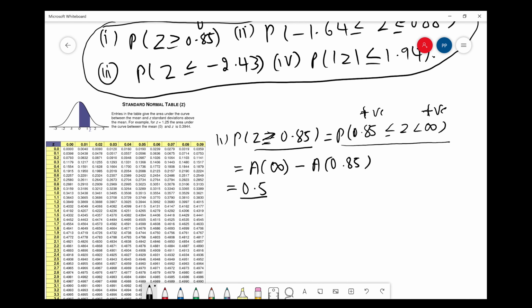The area below the curve from 0 to infinity is the same as the area from minus infinity to 0, and both are equal to 0.5. So the complete area is 1, which I already explained. Minus A of 0.85, which we get from the table.